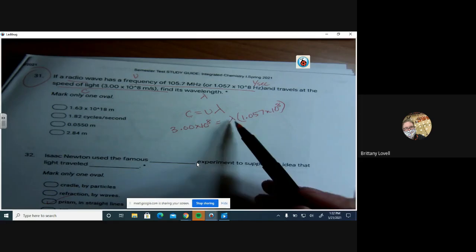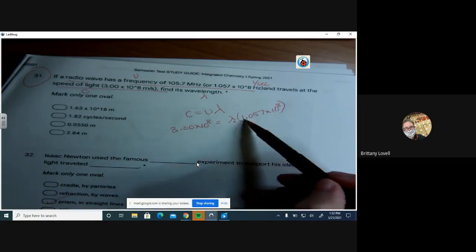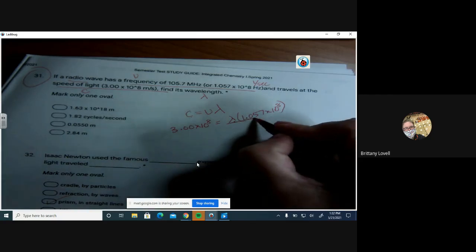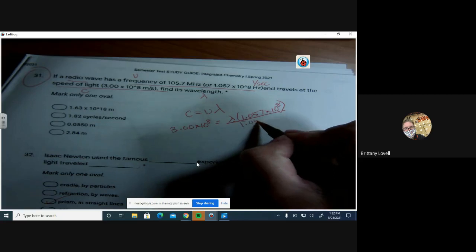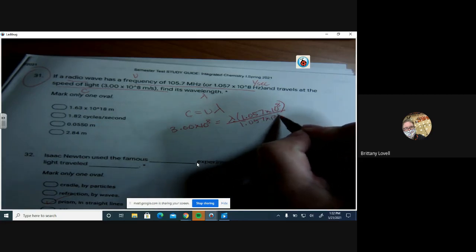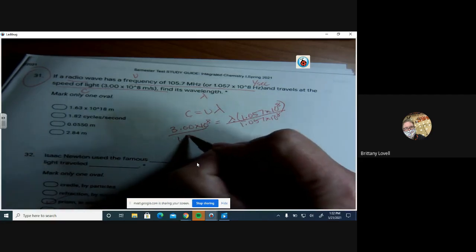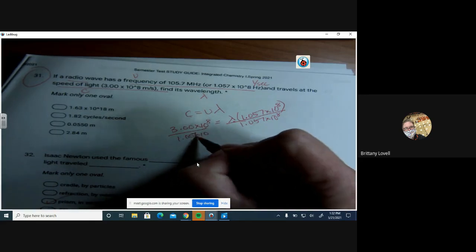So I'm going to go ahead and plug in 1.057 times 10 to the 8th cycles per second. How would you get this wavelength all by itself? Well, since these two are multiplied, you just do the reverse, right? We're going to divide both sides by 1.057 times 10 to the 8th. Oops, forgot my 7. Yikes.